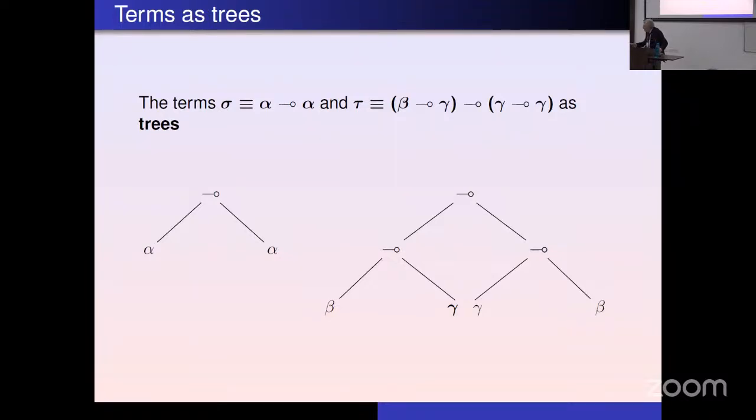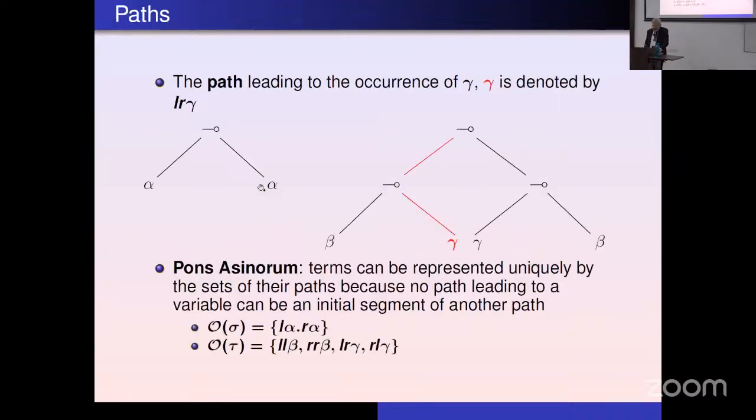Please, how much time do I have? 20 more minutes. Okay. So here are two terms, sigma and tau. I write them in this form because this is the constructor in infix form. And of course we normally view them as trees. But we can also focus on paths. Like here, what is the path for this gamma? It is left-right gamma. First you go on the left, then you go on the right, and then gamma.